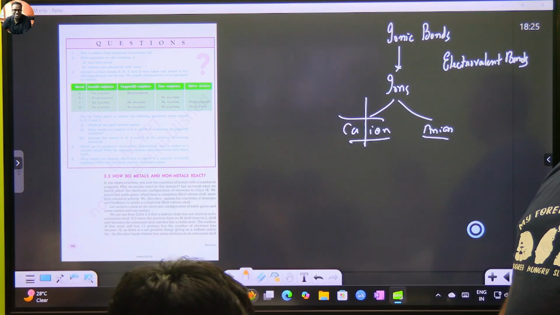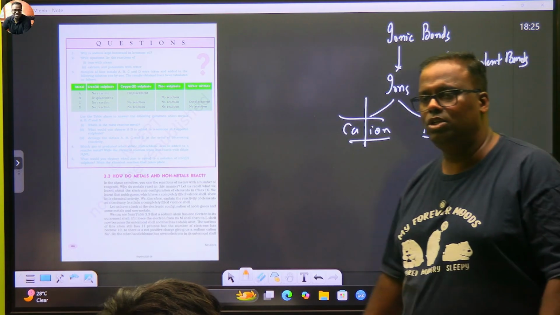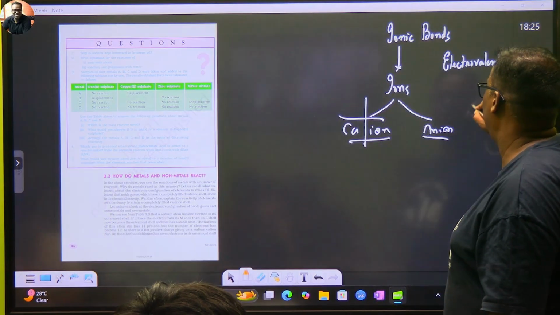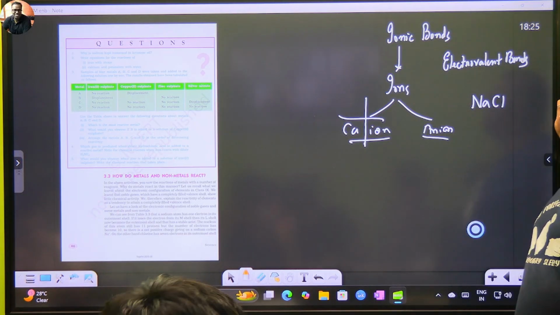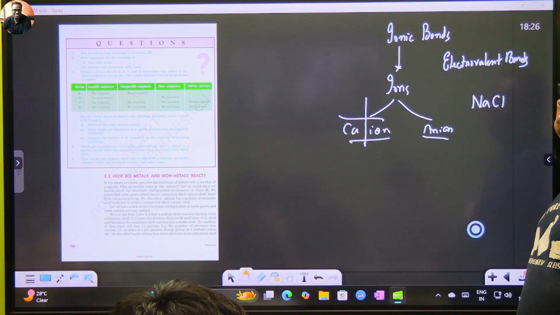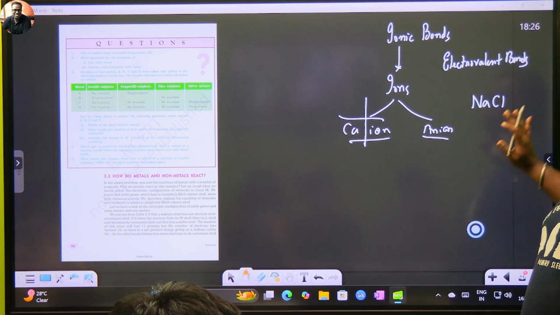So we don't call the compound that has been created a molecule, we call it a formula unit. In ionic bonds, we don't call it a compound like NaCl. We don't say that this is the molecular formula, we say this is the formula unit. And also in higher chemistry, you will not say molecular mass of NaCl, you will say formula mass. Formula mass, formula unit. So this is the story of ionic bond.